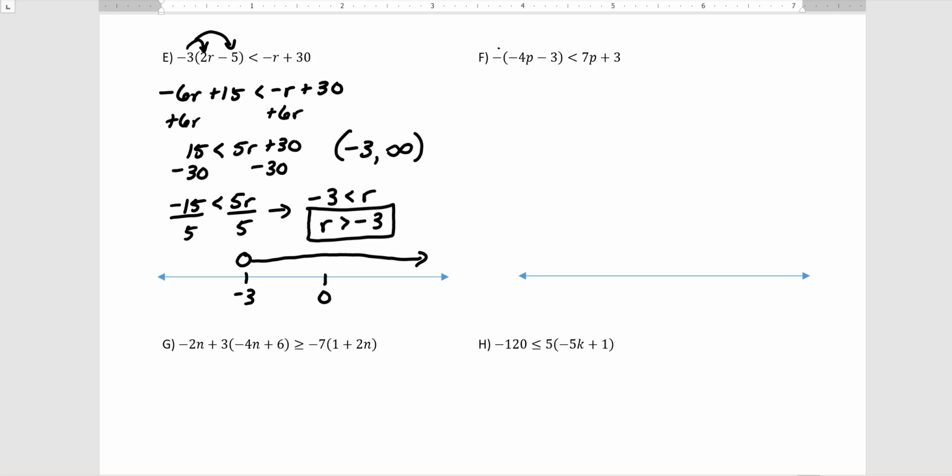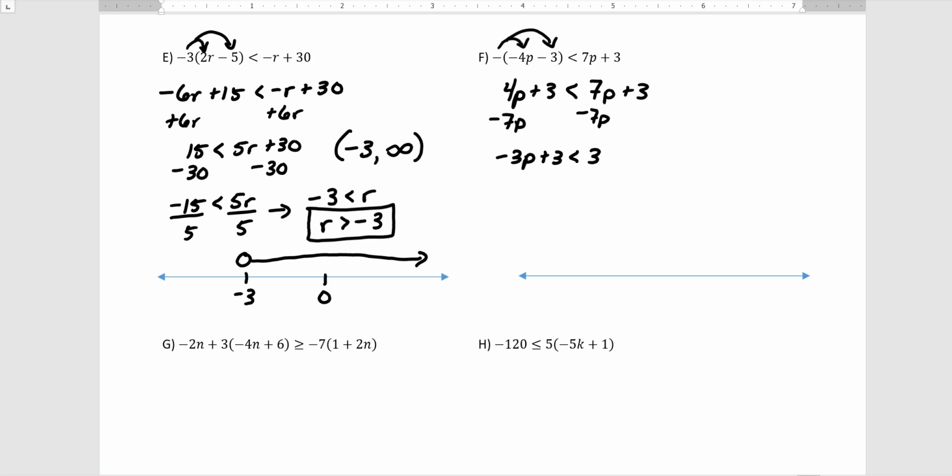Letter F, I'd start by distributing this negative into everything. When I do that, I'd have the opposite of -4p, which would become positive 4p, the opposite of -3, which is positive 3, less than 7p plus 3. So I'm going to start here by subtracting 7p from both sides, subtract 7p. So I'd have -3p plus 3 is less than 3.